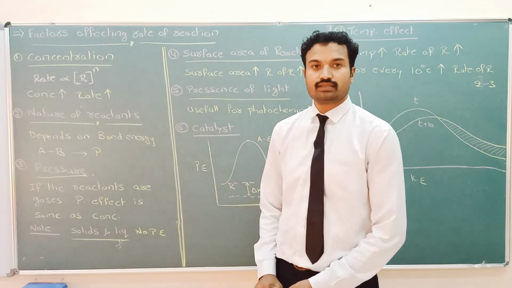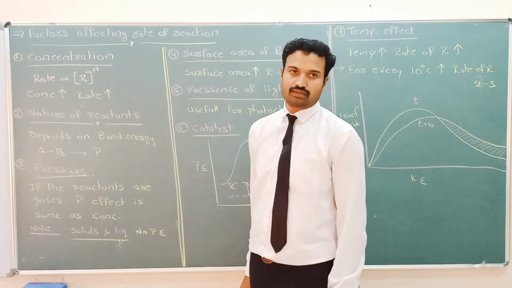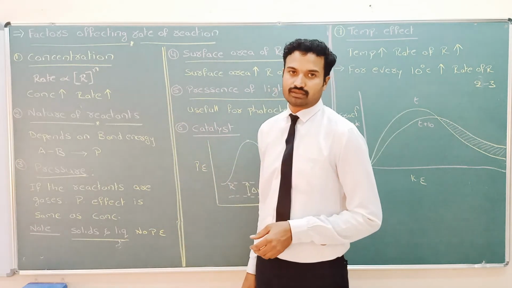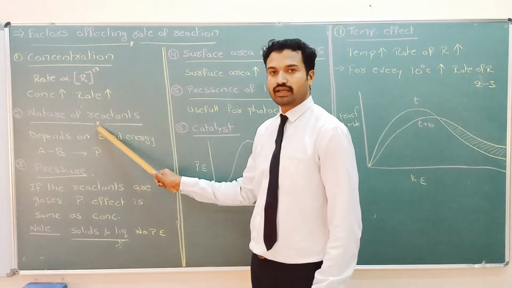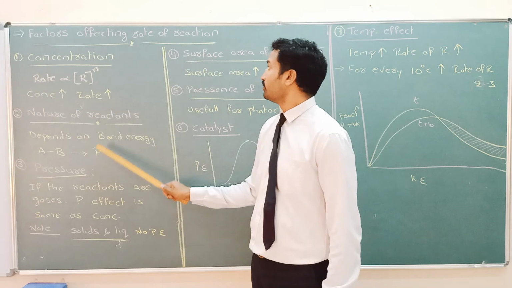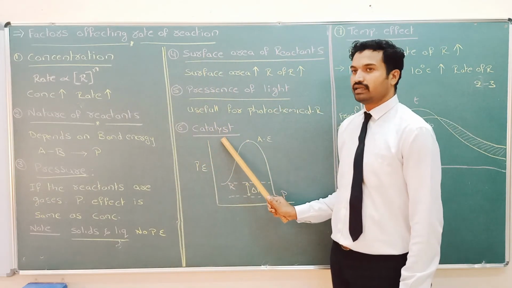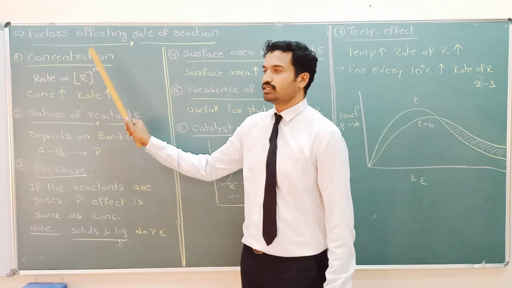Next we will discuss factors affecting the rate of reaction. Here a few factors influence the rate of reaction. First one is concentration, then nature of reactants, pressure, surface area, presence of light, catalyst. Last one is temperature. First one, concentration of reactant.